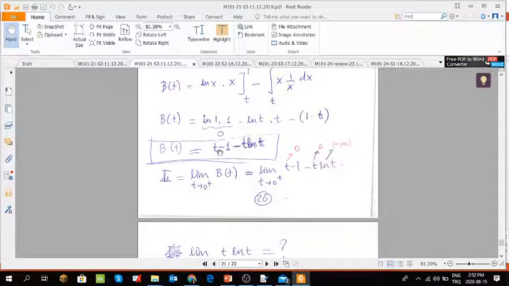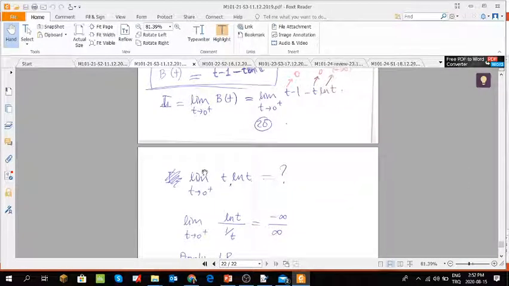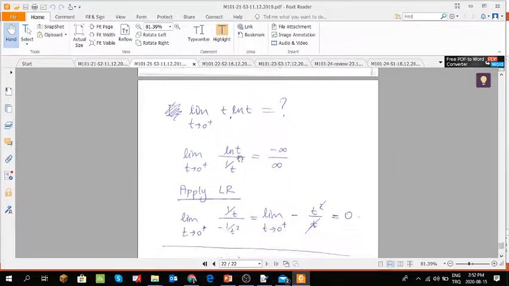b of t, this is 0 times ln t, but ln 0 goes to infinity, so this is like 0 times infinity. There's a problem here, so we need to find the limit. So I'm going to take that limit here, limit as t goes to 0 from the right, of t times ln t. How can I find it? I have to write it as a ratio, natural log of t over 1 over t. As t goes to 0 from the right, this is negative infinity, this is plus infinity. So we can apply L'Hopital's rule.